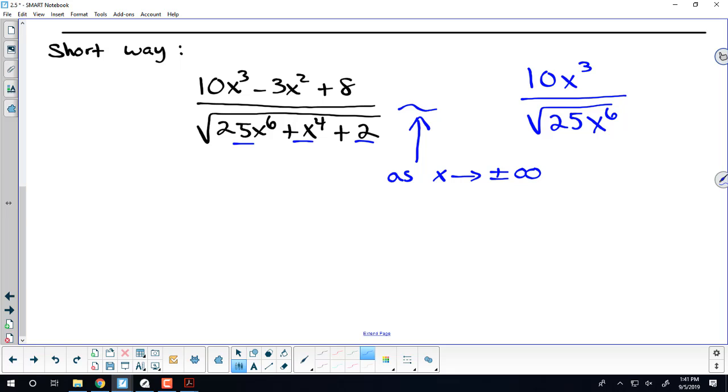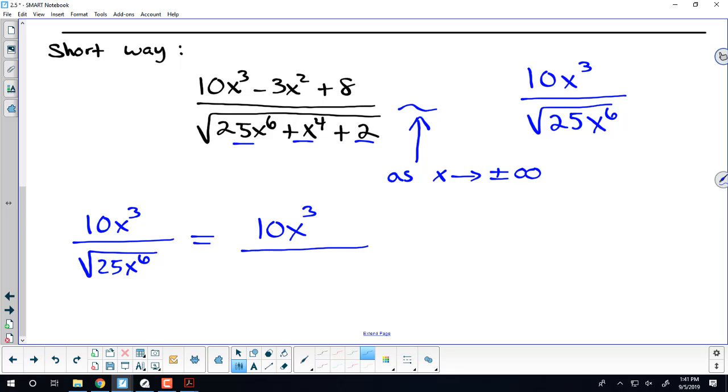Okay. And then we take 10x cubed over the root of 25x to the 6th, and we simplify that. Again, we're not specific on where x is, so the top is still 10x cubed. What does the bottom simplify to if we don't know where x is? 5, the absolute value of x. Right.